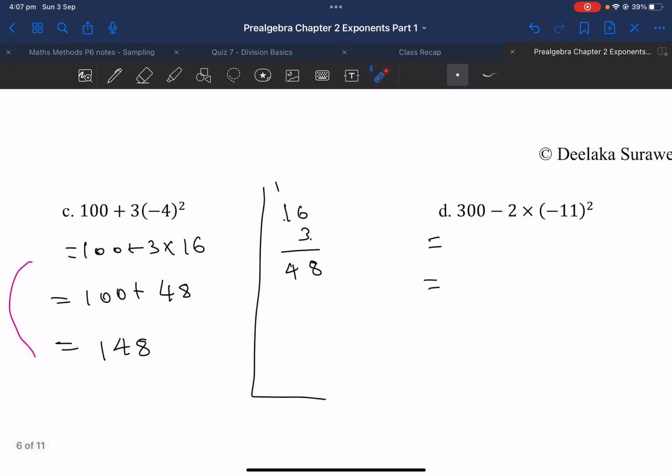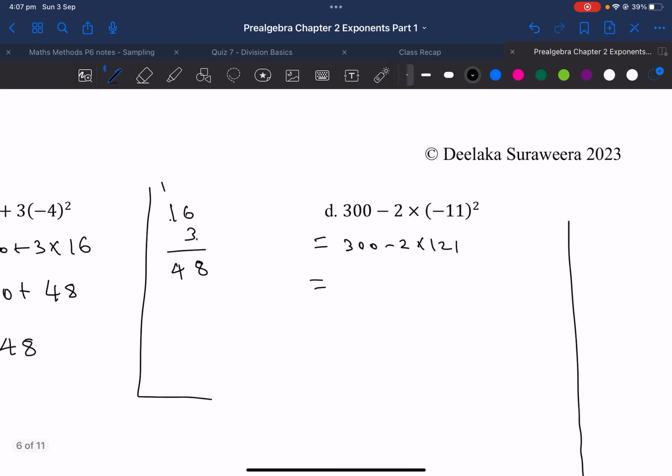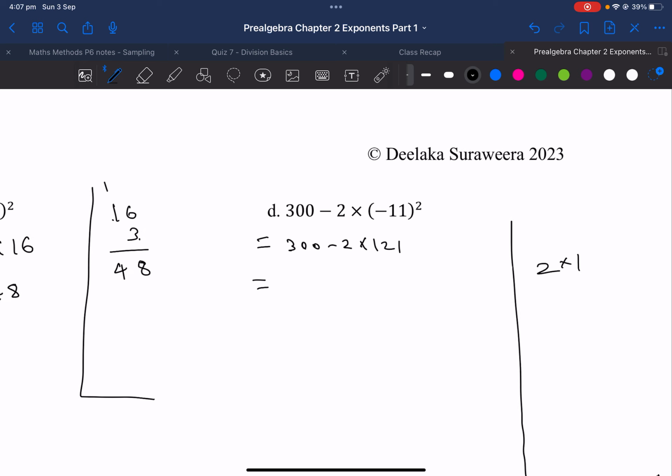Right, so you should go 11 squared is 121. 300 minus 2 times 121. Right? But if I need to find out what 2 times 121 is, you probably did it, but let's say I do. You can do a long multiplication on the side. So it's 2 times 1 is 2, 2 times 2 is 4, 242. So I do that, replace that. 300 minus 242, you can probably do that in your head, I think. 58. So one by one, step by step.